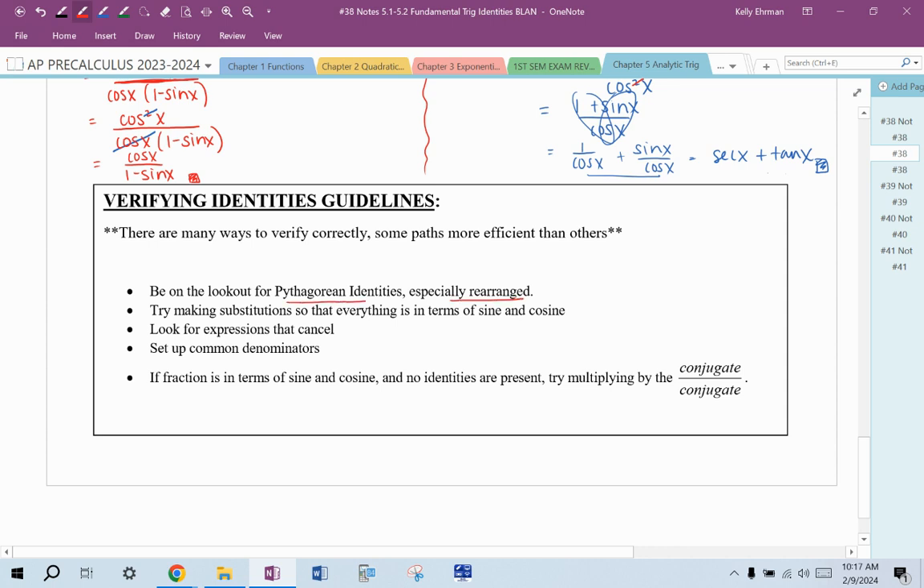If you're not sure where to start, try making substitutions. Get everything in terms of sine and cosine. Look for things to cancel. Set up common denominators so you can start on the adding or subtracting side. And if a fraction is in terms of sine and cosine and there's nothing else that you can do, try this conjugate trick because you're really just multiplying by 1. It's just a very special version of 1 that's going to actually help you get somewhere.